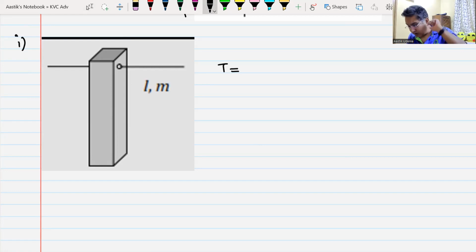How do you get this? I have given you all the possible variations of the formula. Can you tell me what will be the answer? 1 minute I'll give you, not more than that.